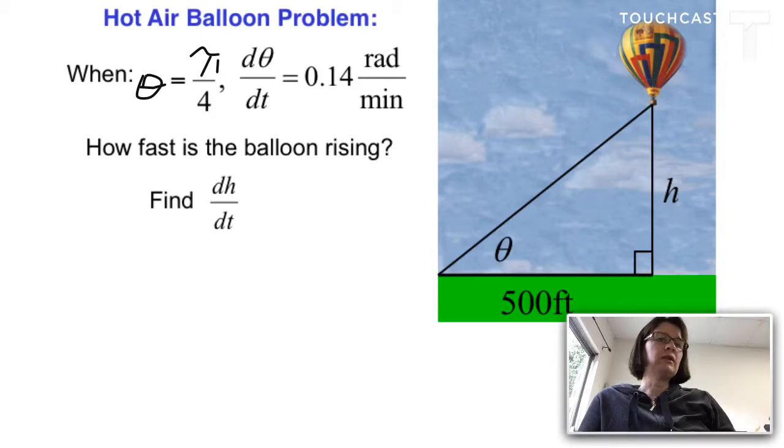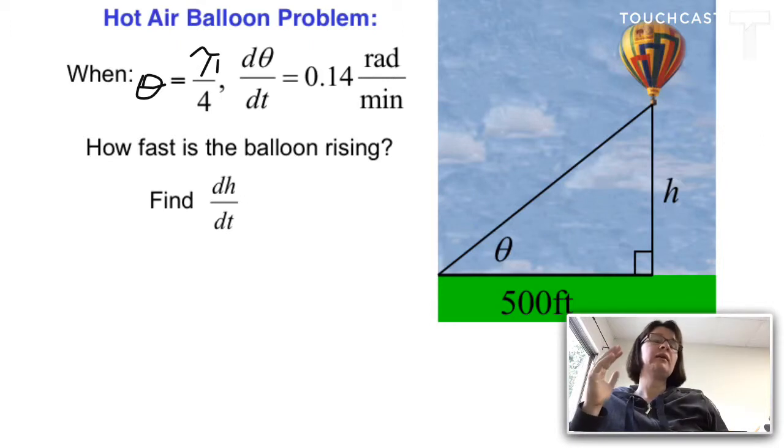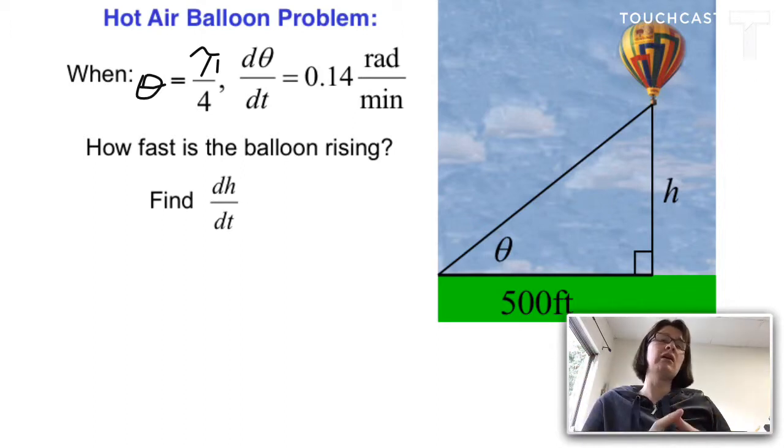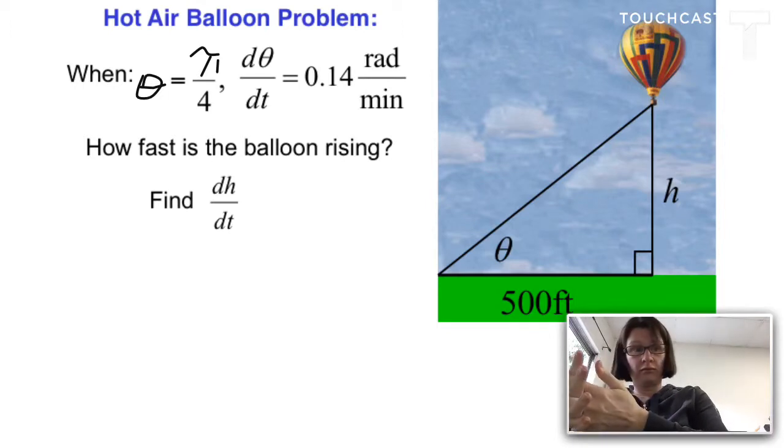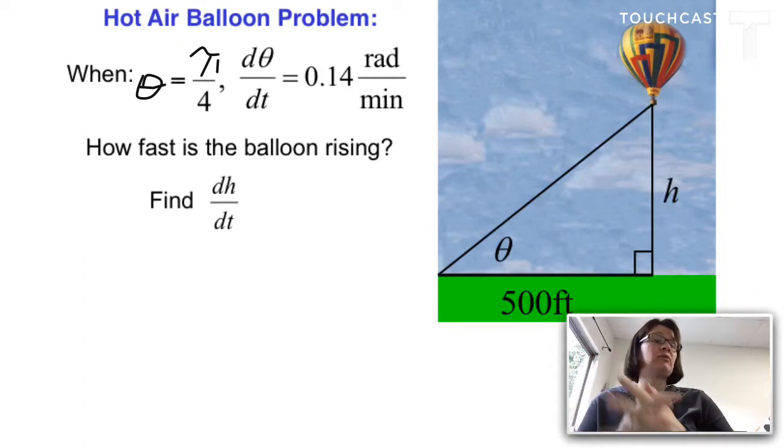So we've been told that at the exact moment that theta, the measure of the angle, is pi over 4, the rate at which the angle is changing is 0.14 radians per minute. So we know d theta dt, the rate at which the angle is changing. What have we been asked to find? We've been asked to find how fast the balloon is rising.